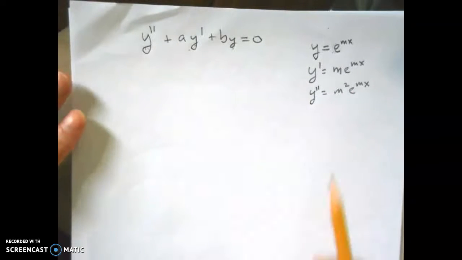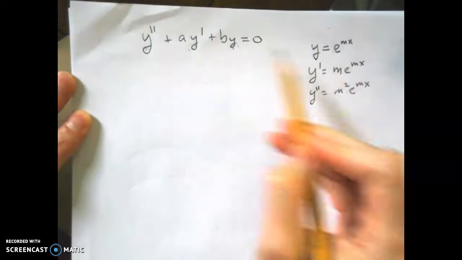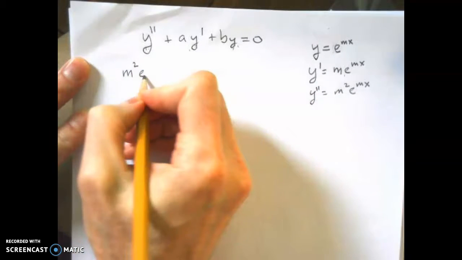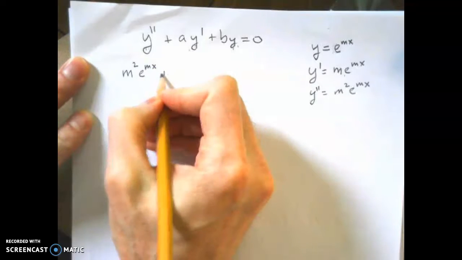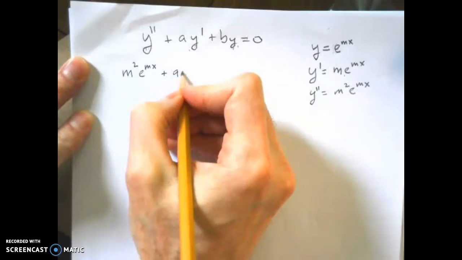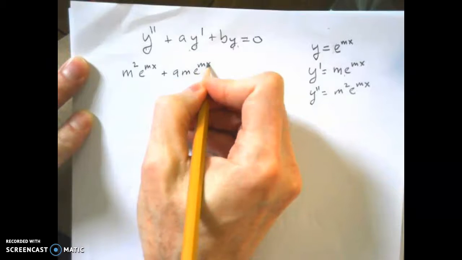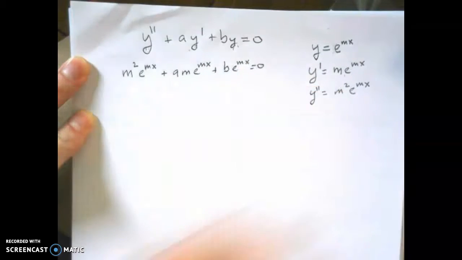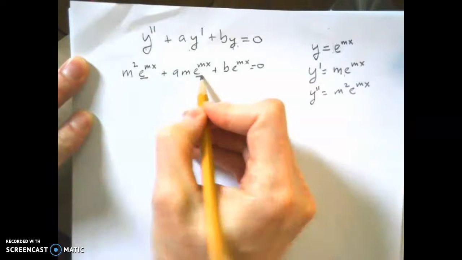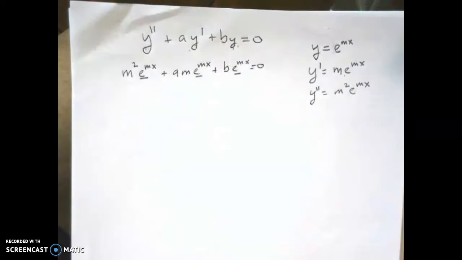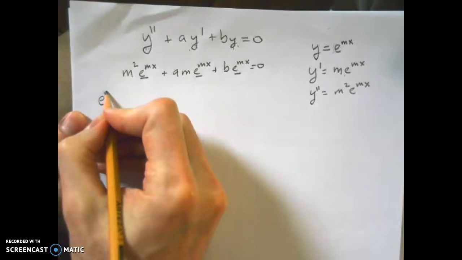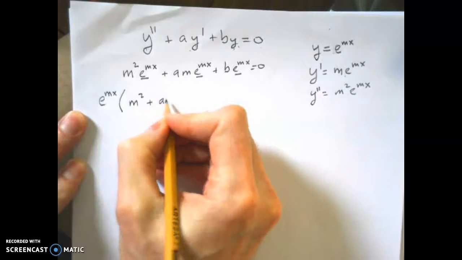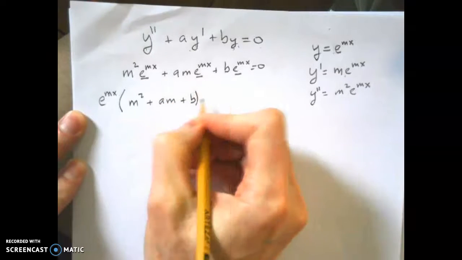Okay. Now, plugging these in, we plug in this for y, this one for y prime, and this one for y double prime. So we get m squared e to the mx plus a times m e to the mx plus b times e to the mx equal to 0. If you'll notice, each of these terms has an e to the mx. Okay, so let's factor that out. e to the mx times (m squared plus a m plus b) equal to 0.